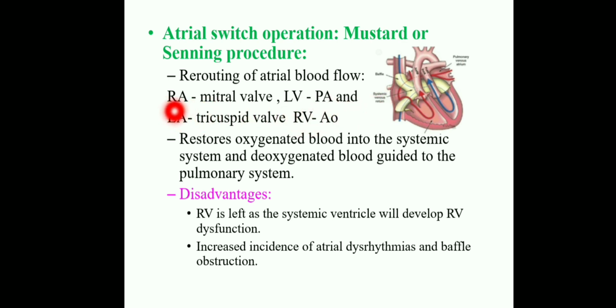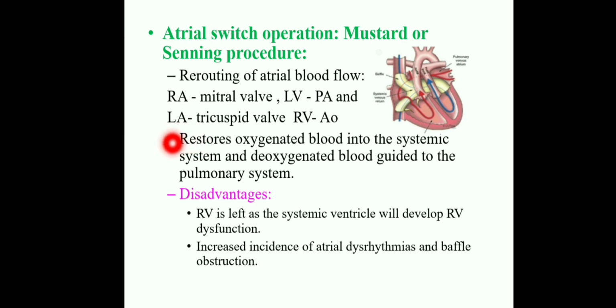through the deoxygenated blood through the right atrium, and through it may pass through the mitral valve and enter into the left ventricle, through the pulmonary artery. It is there in the transposition of great artery.